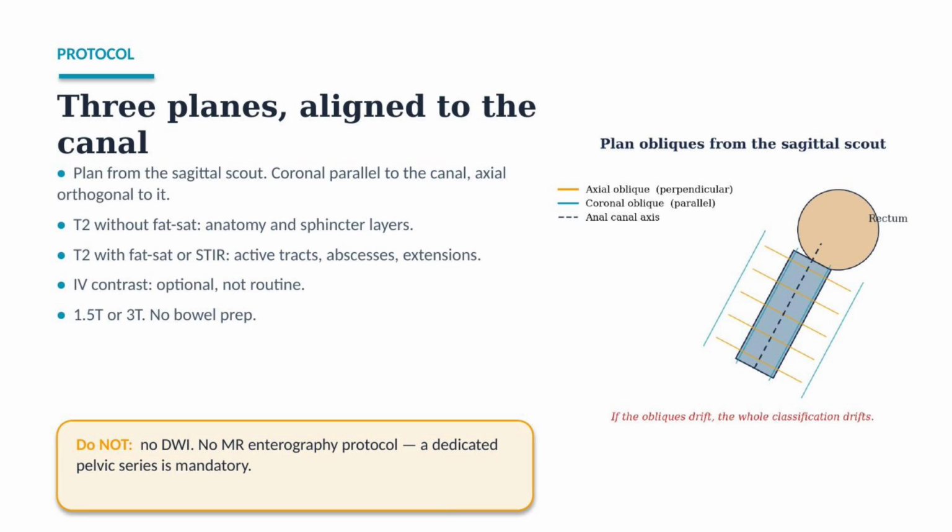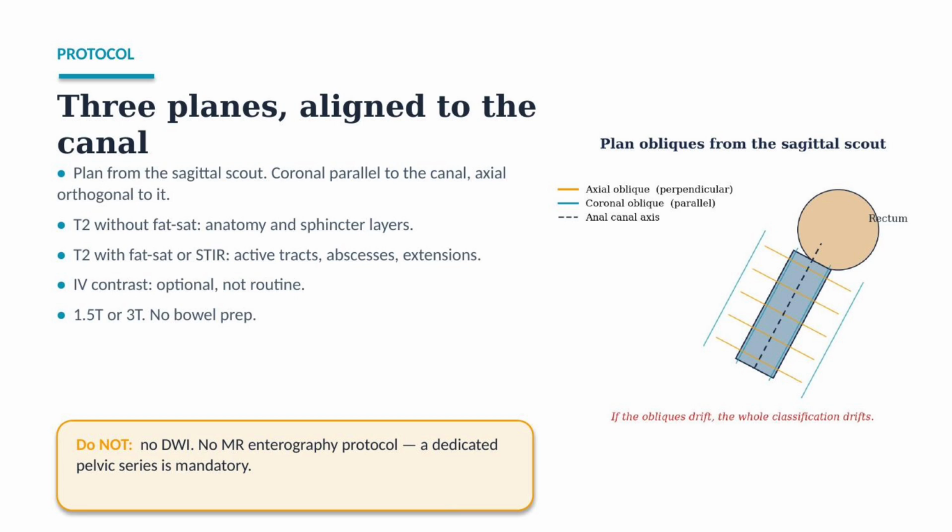2 things the paper tells you not to do. Do not use diffusion. It lacks the spatial resolution for subtle findings, including healed tracts. And do not rely on an enterography protocol if the question is a fistula. It is inadequate for the sphincter. A dedicated pelvic series is mandatory. 1.5 or 3 Tesla both work. No proven benefit from 3. No bowel prep needed.